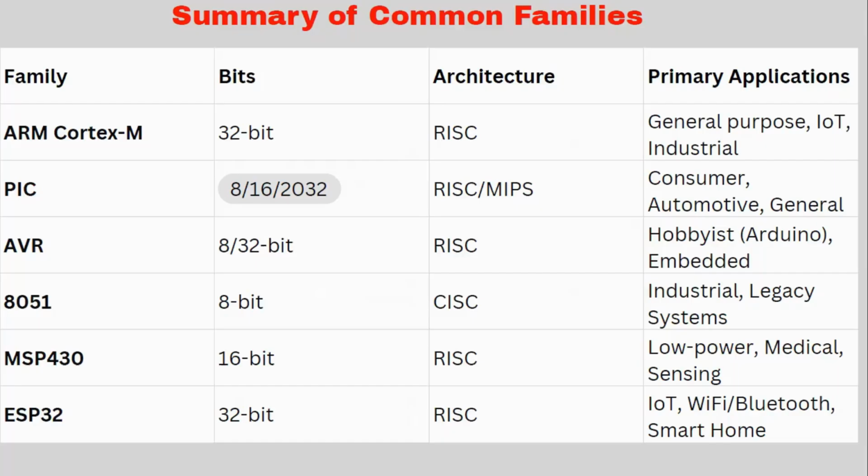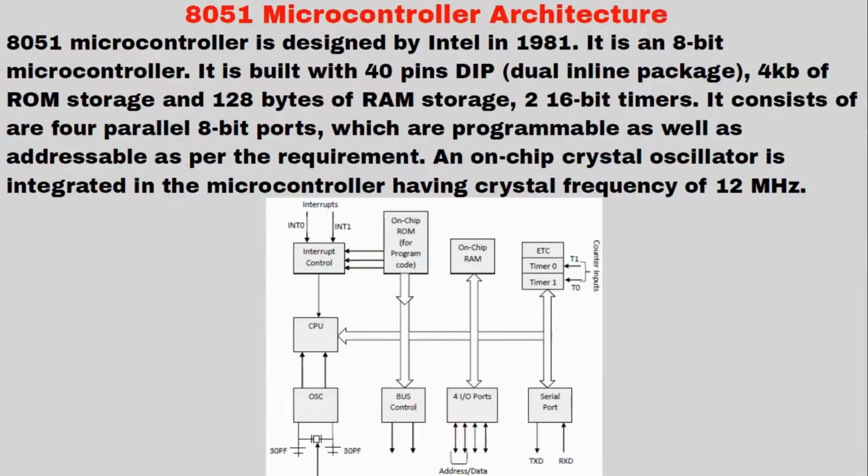Then came the MSP430, which is 16-bit. It belongs to RISC architecture and is used for low power medical sensing. And finally, for IoT and other Wi-Fi devices, we use the ESP32, that is 32-bit RISC architecture. So this gives you a little idea about the different families of microcontrollers. Now we'll study them one by one.